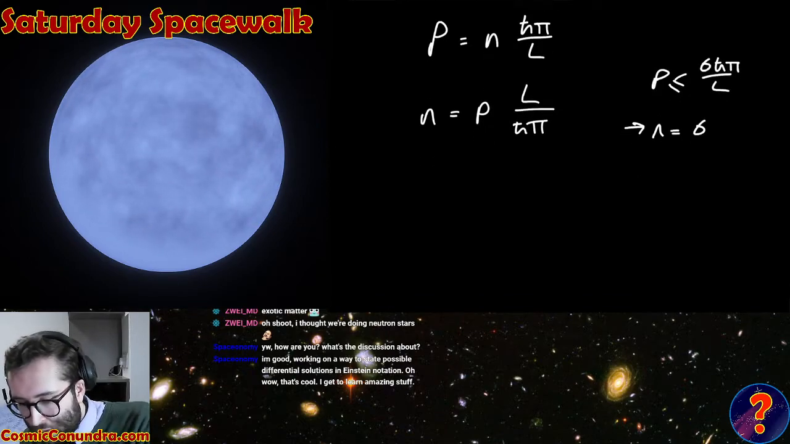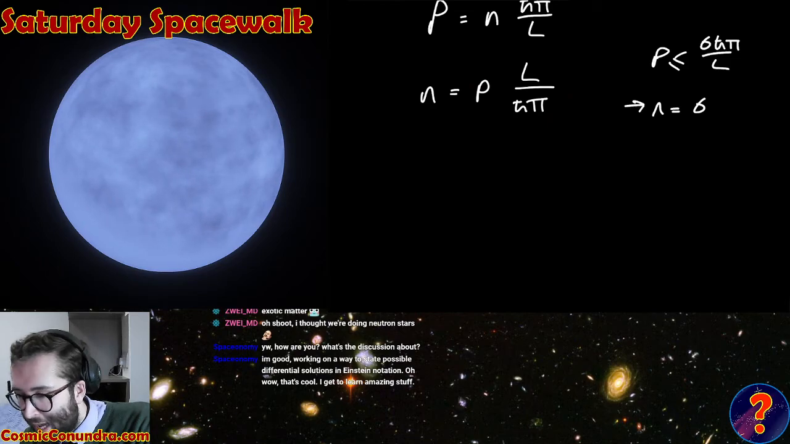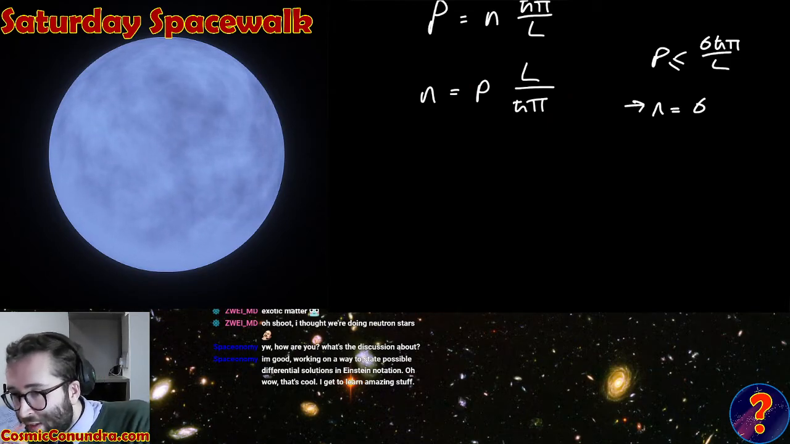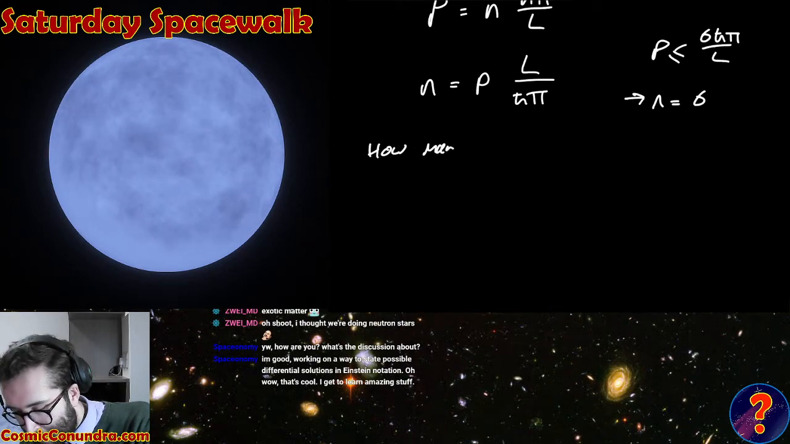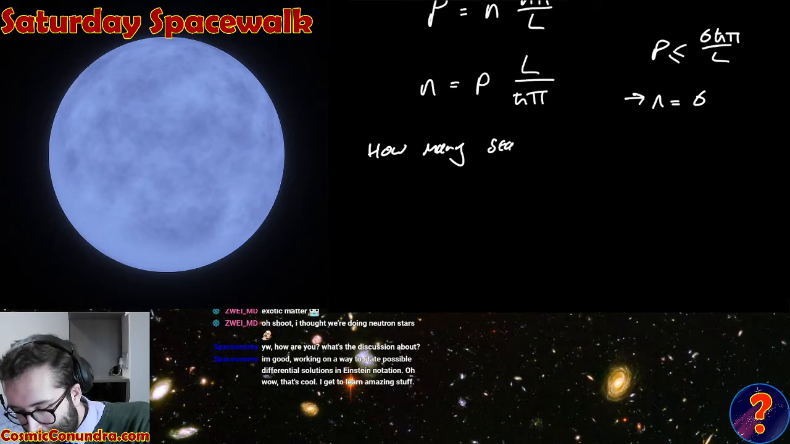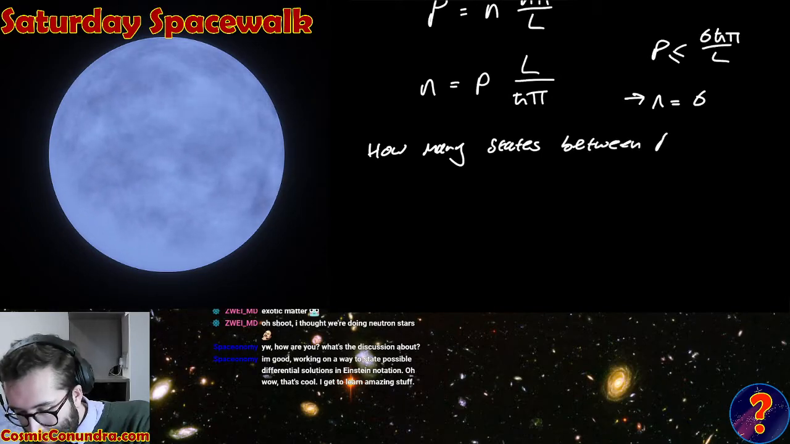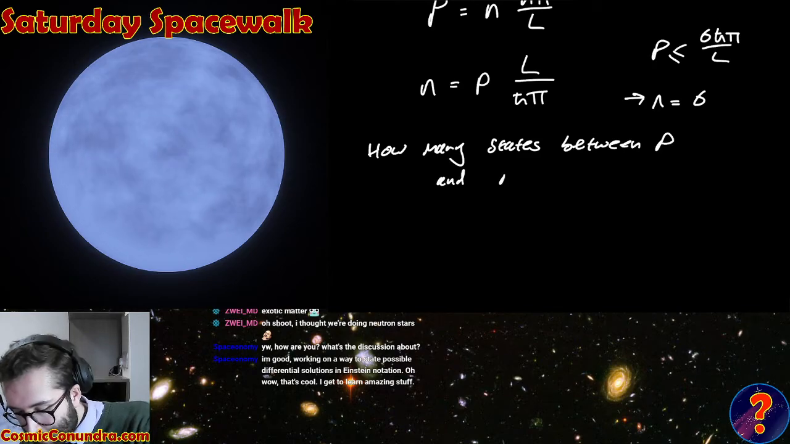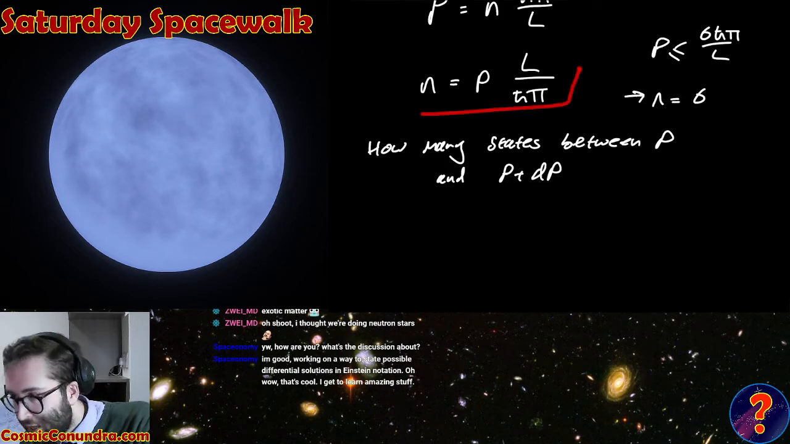So up to momentum p, there will be this many states allowed, n. So if you want to find out how many states are allowed between p and p plus dp, that will be given by the differential of this.